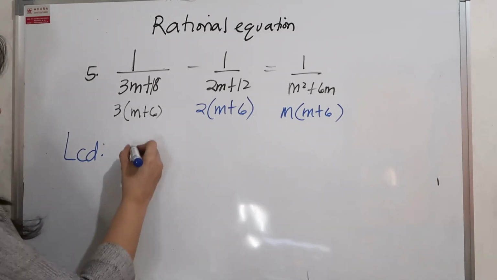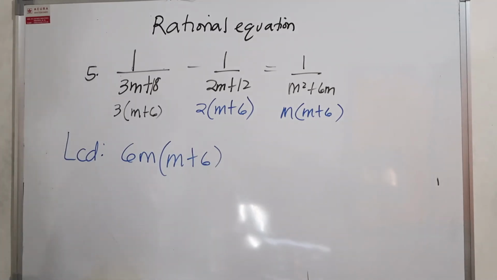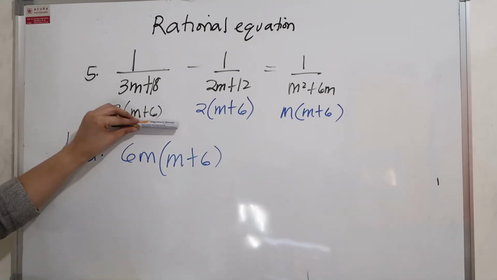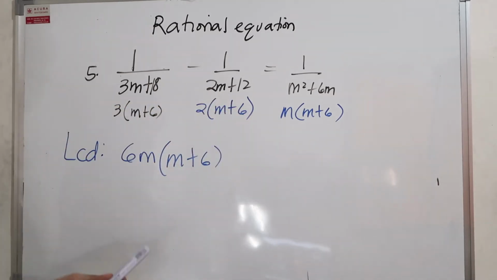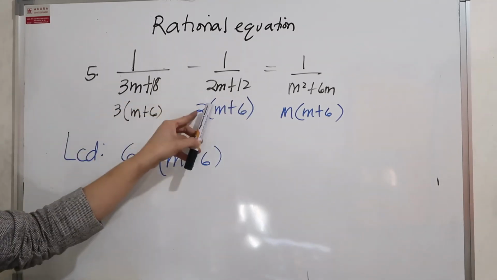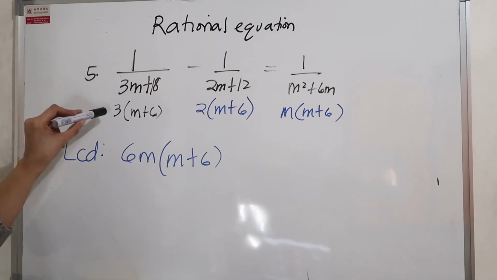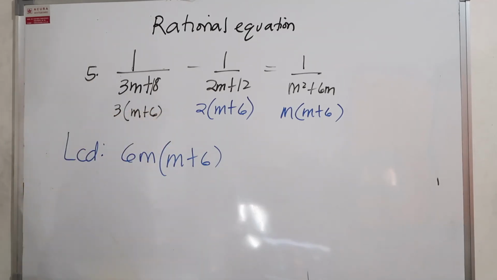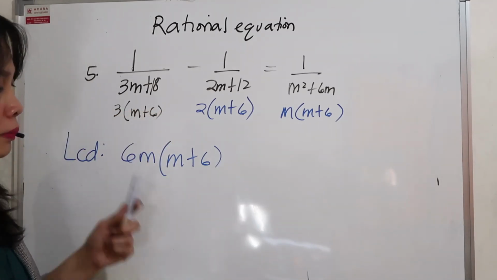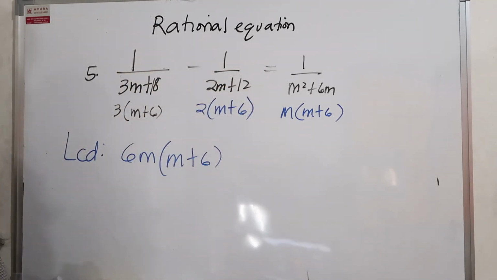So that will become 6m multiplied by m plus 6. Since you do have m plus 6, m plus 6, m plus 6, you just take it as 1. And then what will happen to 3, 2, and m? You just multiply them. So we have 3 multiplied by 2 multiplied by m, so you do have 6m. Basically, the least common multiple of 3 and 2 is 6. So you do have 6m multiplied by m plus 6. And what will happen to your LCD? You need to multiply it in each term.